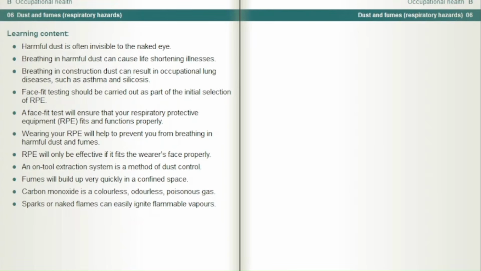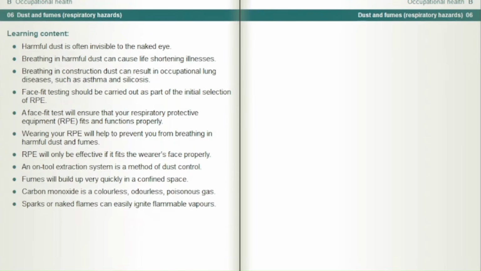Harmful dust is often invisible to the naked eye. Breathing in harmful dust can cause life-shortening illnesses. Breathing in construction dust can result in occupational lung diseases such as asthma and silicosis.